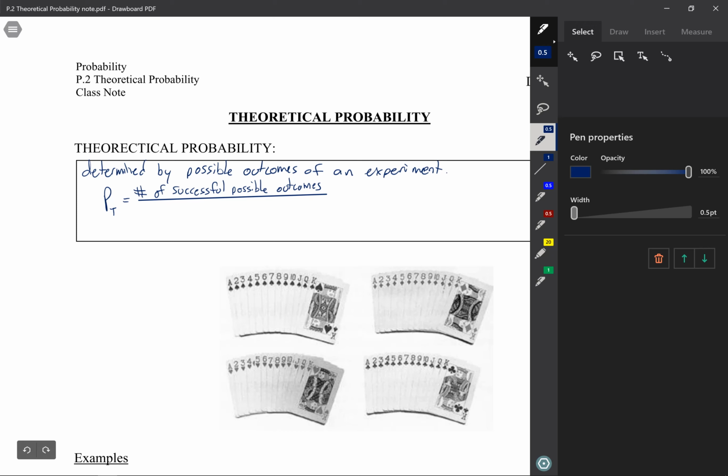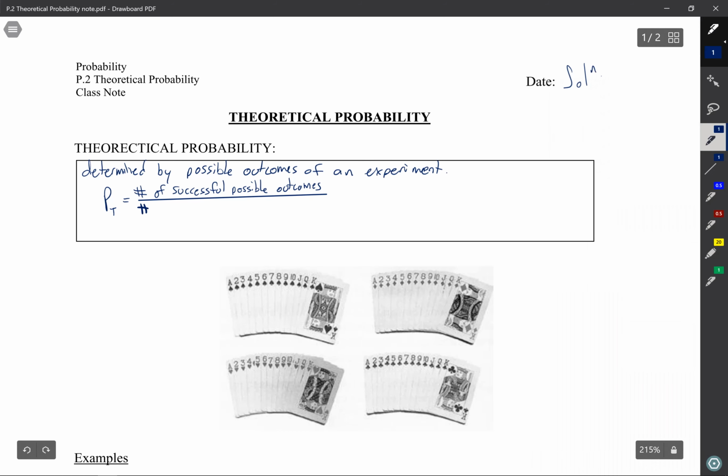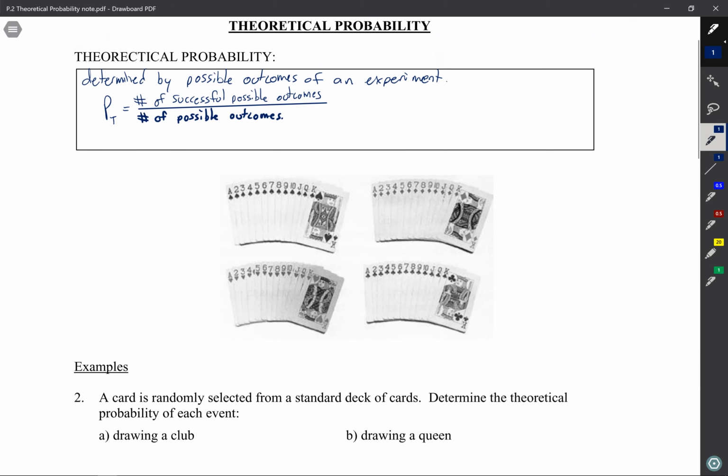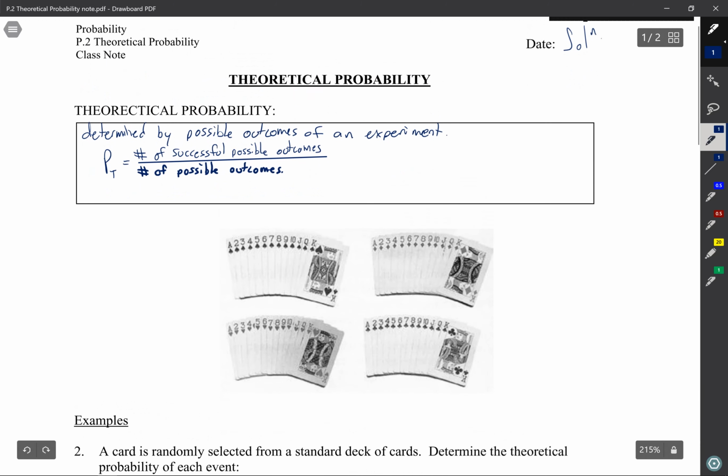Just get a thicker pen here. Divided by the number of possible outcomes. So in this lesson, we'll be working often with a standard deck of cards. So let's just quickly go over what that looks like.